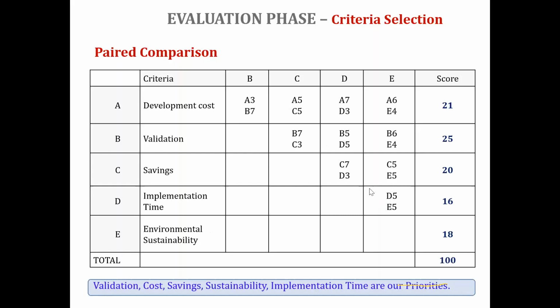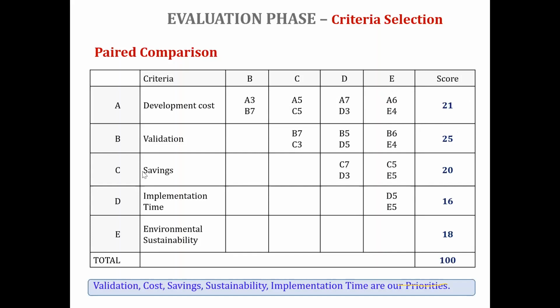Good. Now listen very carefully. Now I need to score each and every parameter. I need to add the A values: 3 plus 5 plus 7 plus 6 will be 21. So the overall score for development cost is 21. The overall score for validation, B: 7 plus 7 is 14, 14 plus 5 is 19, 19 plus 6 is 25. And A will be 3 plus 5 is 8, 8 plus 7 is 15, and 15 plus 6 is 21.